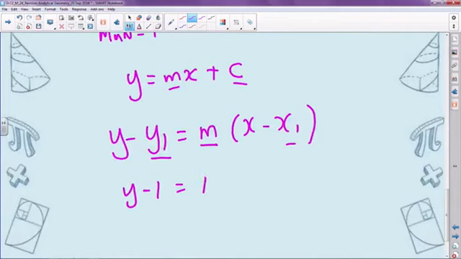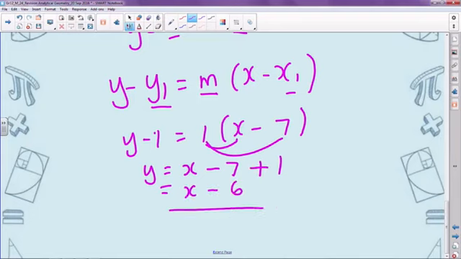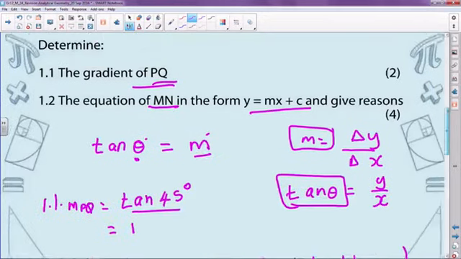The gradient of the line is 1. And the x value at that point N was 7. So I plug that into my equation. I get y is equal to, simplifying, 1x minus 7, take your minus 1 over to the right-hand side, it becomes plus 1. So I get y is equal to x minus 6. Okay, and that is the equation of this line, MN.